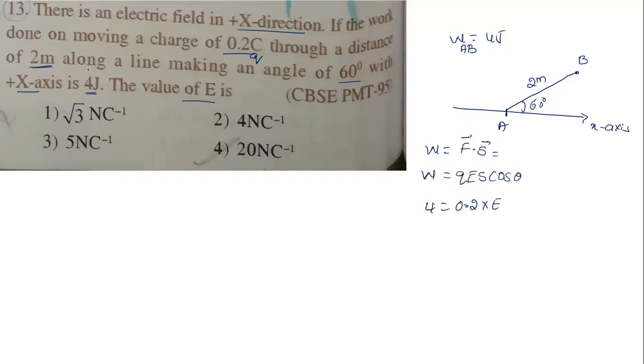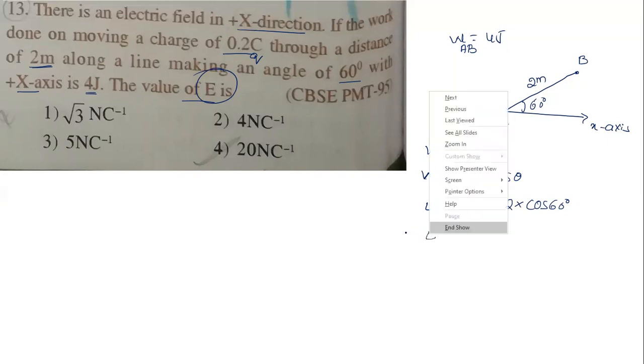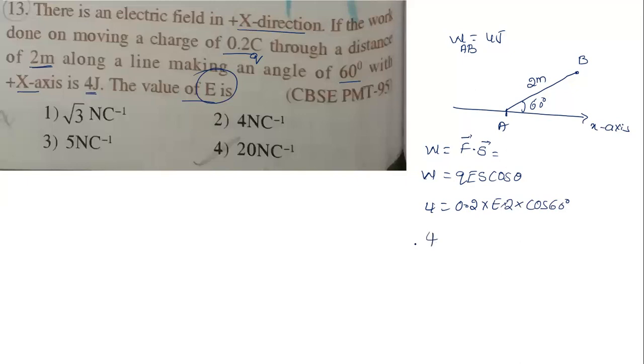Displacement is how much now? It is about 2 meter into cos 60 degree. Basically, I need to find the electric field. So now if I use this equation, look at now, what will happen? This is 4 divided by 0.2 into 2 into cos 60 degree, that is equal to E. Let us do here E equal to 4 divided by 0.2 into 2 into cos 60 degree, which means 1 by 2.